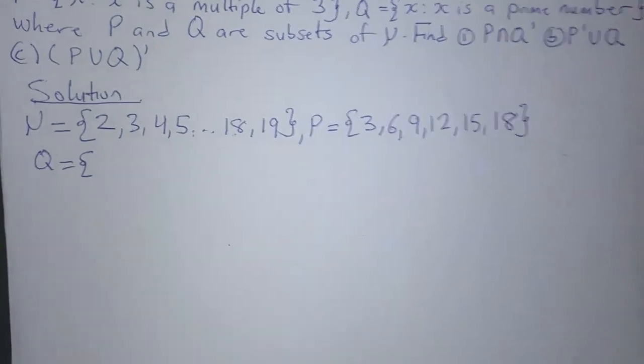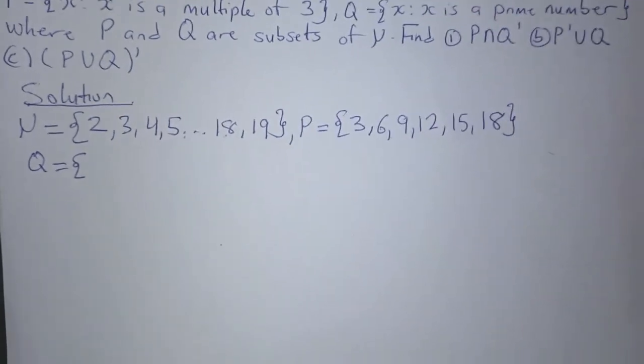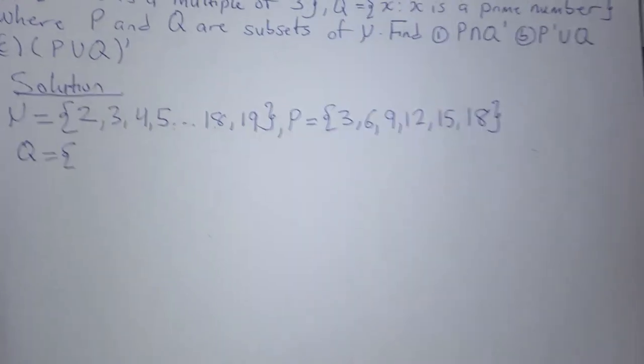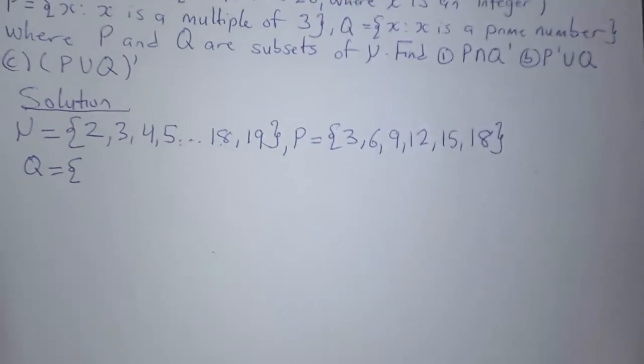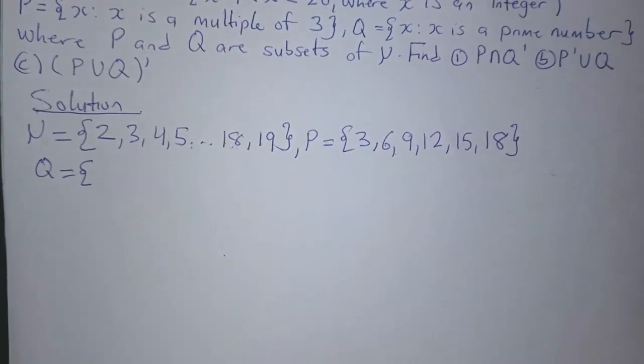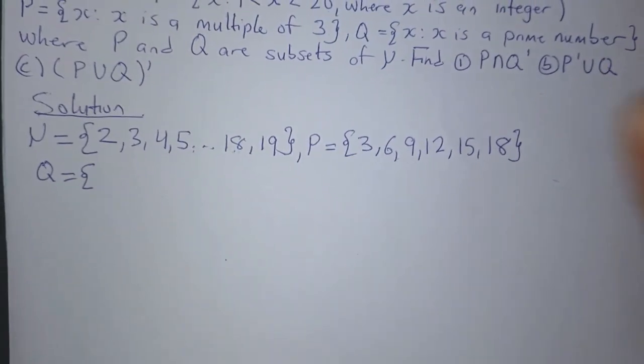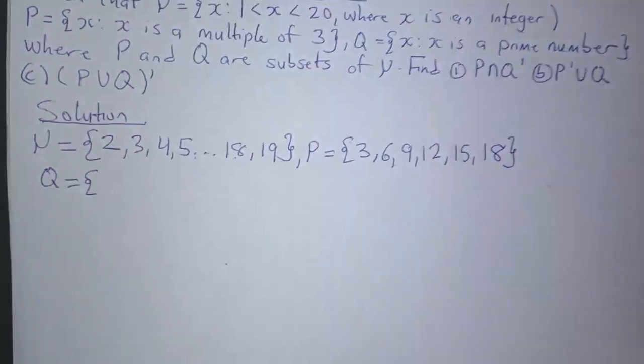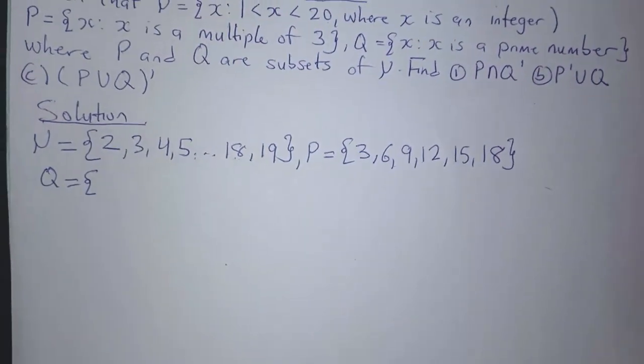And it should not be more than 2. So 1 has only 1 factor, which is 1 itself. Therefore, 1 is not a prime number. 2 is a prime number because the only two factors of 2 are 1 and itself. That's 2. So 2 is a prime number.